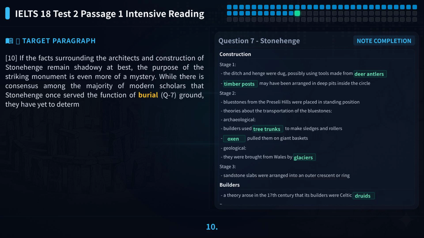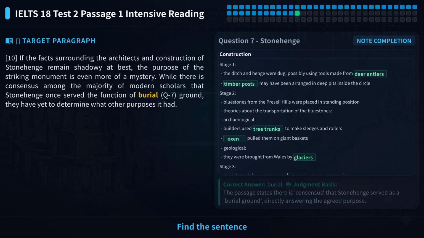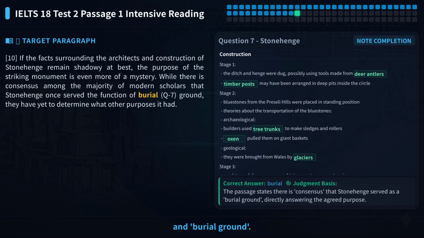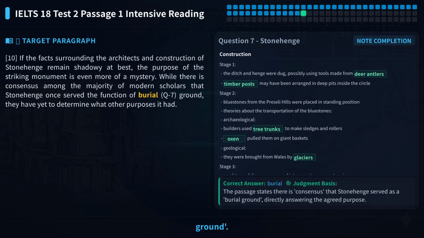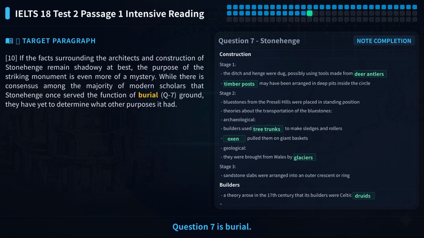Let's go to paragraph 10. Find the sentence with consensus and burial ground. The text says Stonehenge once served the function of burial ground. The word ground comes right after burial. This word is directly given in the original text, so no replacement is needed. So the answer to question 7 is burial.